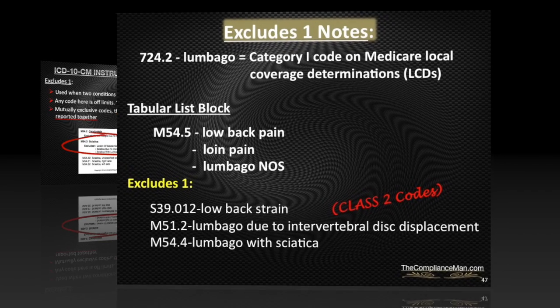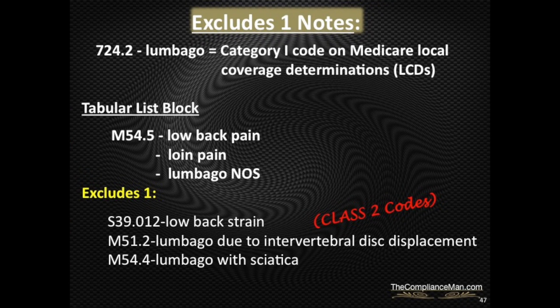In this next slide, you see the ICD-9 code 724.2, meaning lumbago. And that's a category 1 under Medicare. So what that means is that for lumbago, or just pain in the lumbar region, they will look at that and determine that that should be improved within a certain period of time, usually a lesser period of time than, say, low back strain or lumbago due to intervertebral displacement.